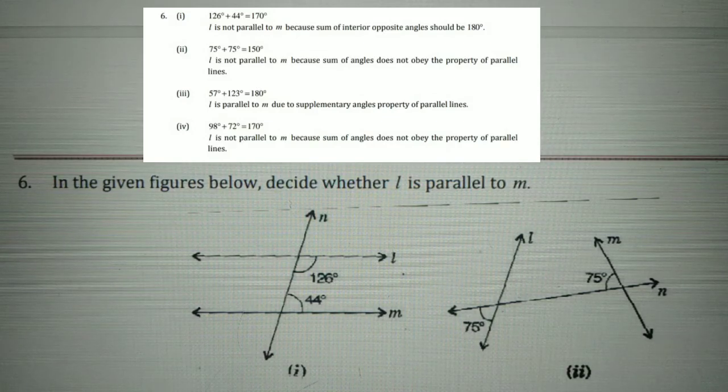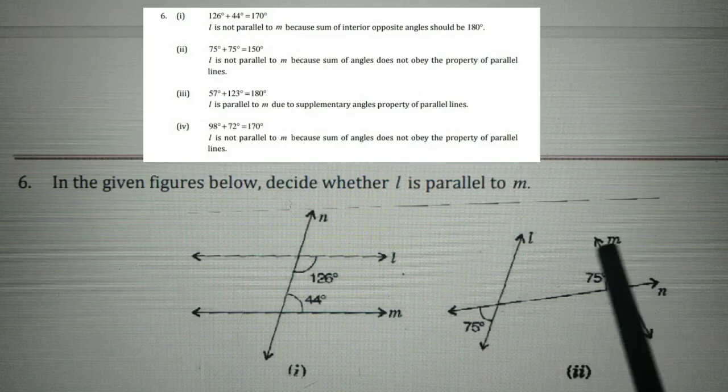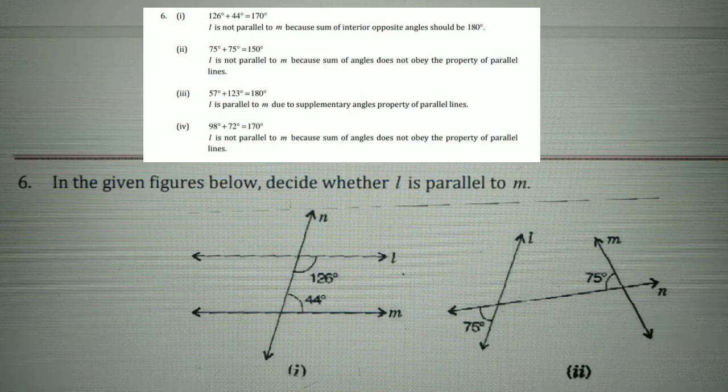And what is the property? That for interior angles on the same side, when the sum of these two angles is equal to 180 degrees, then the lines are parallel. Now we have to add these angles and see if the sum is 180, then the lines are parallel, otherwise not. Similarly in this diagram, again we have to prove L is parallel to M. So the sum of interior angles on the same side must be 180 degrees.